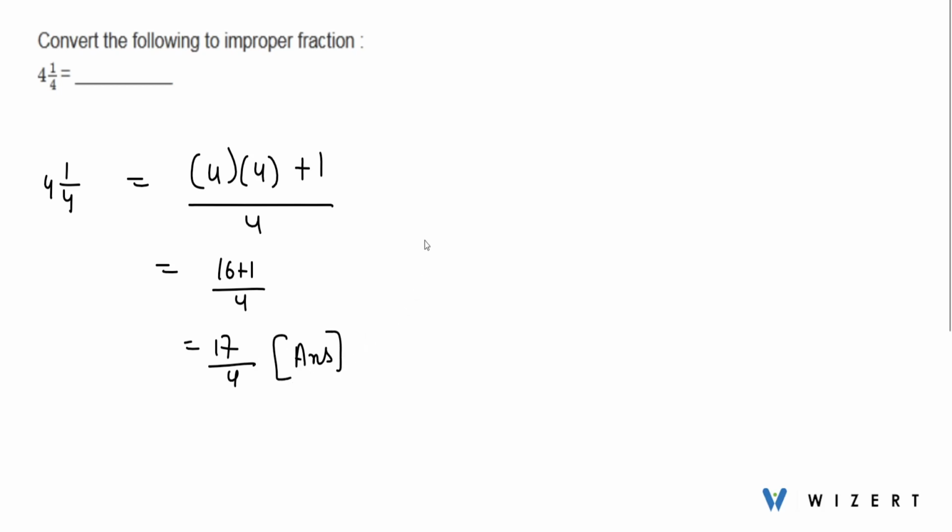Now if you want to generalize the formula, we can say that if there is a mixed fraction in the form of p q upon r, then the improper form will be p multiplied by r plus q upon r. So if we want to compare 4 1 upon 4 with p q upon r, then the value of p will be equal to 4, the value of q will be equal to 1, and the value of r will be equal to 4.